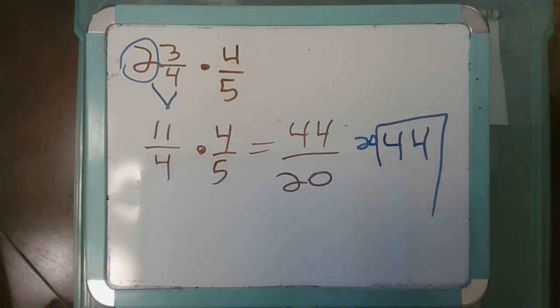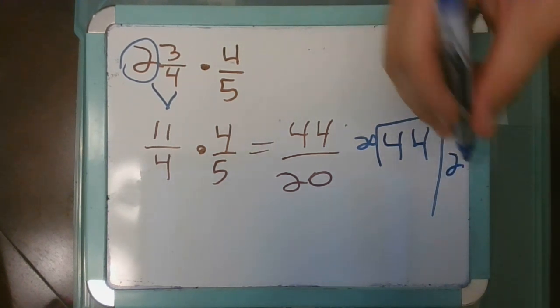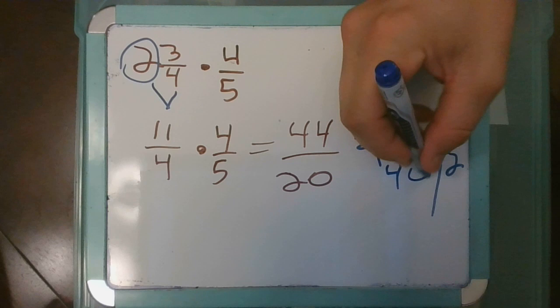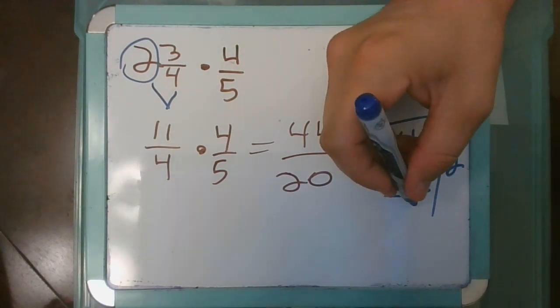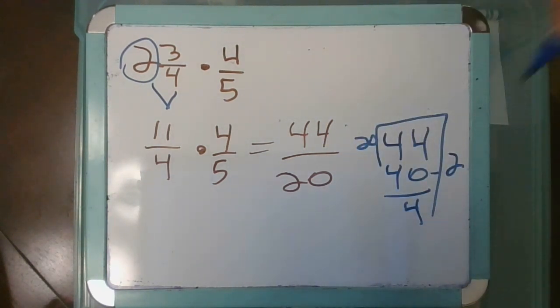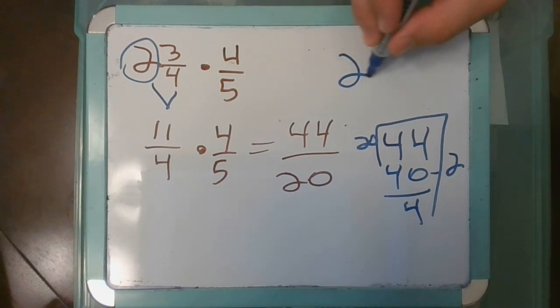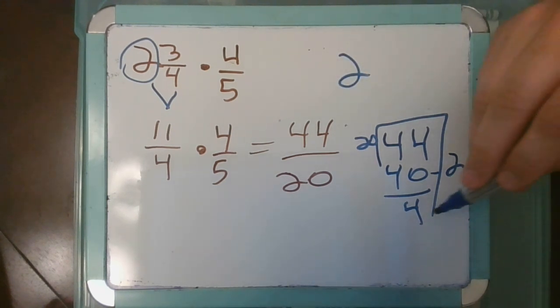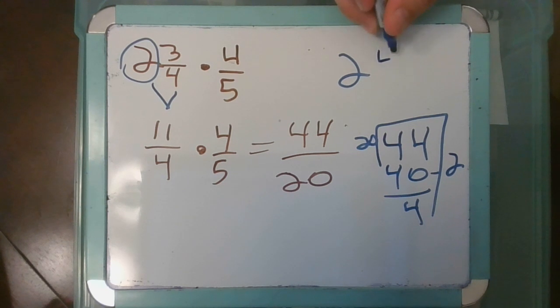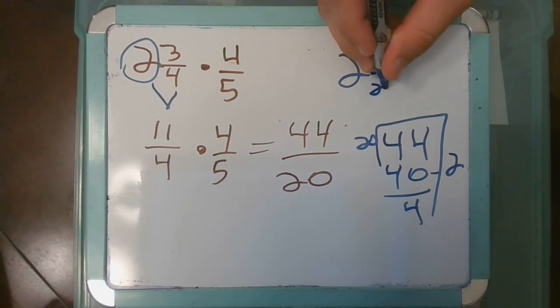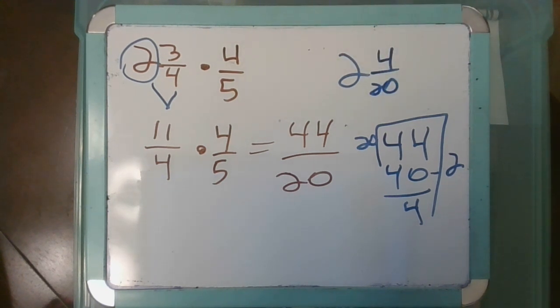So how many groups of 20 are in 44? Well, there's 2 of them. 2 times 20 makes 40. When I subtract, I have 4 left. So I make 2 wholes. I have 4 left, and those 4 are still being divided by the 20. So I have 2 and 4/20. Now, yes, I realize that does simplify down to either 2/10 or 1/5. But for today's purpose, at least that's a little bit more manageable than 44/20.